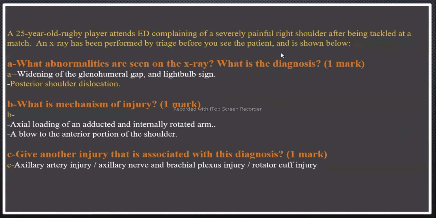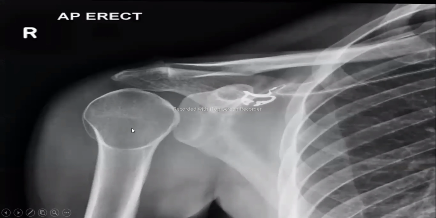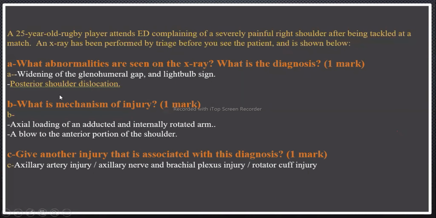Here regarding this X-ray, what do you think? Posterior shoulder. Light bulb sign. If you find the X-ray is not anterior, for sure it's posterior, right? And also widening of the space other than the light bulb sign. So here will be widening of the glenohumeral gap and the light bulb sign.